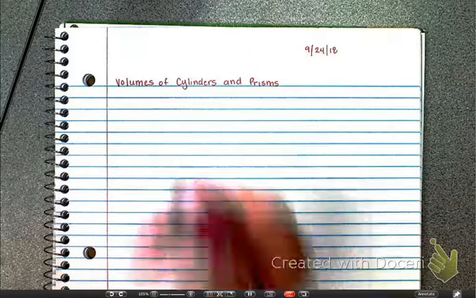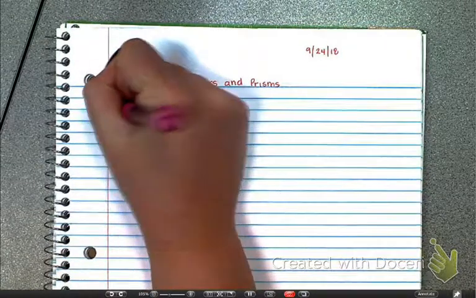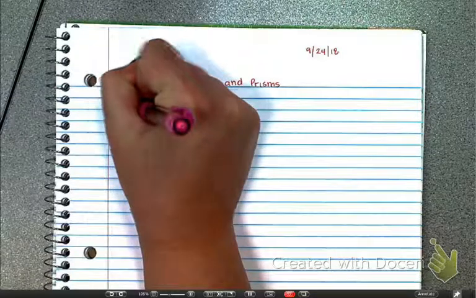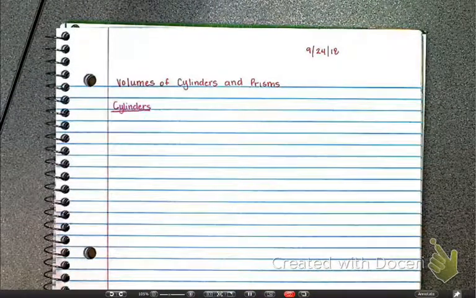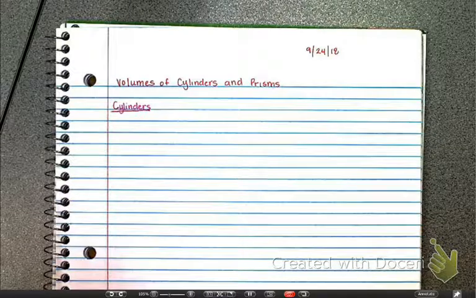Okay, volume of cylinders and prisms. Can you give me a real life example of what a cylinder is? A can is a perfect example of a cylinder. So I don't have a can, but I have a cylinder. You have a top and a bottom, right? And we're going to figure out all the stuff in between. What is the shape of the top and the bottom of this cylinder? A circle. Okay, so keep that in your mind for a second.